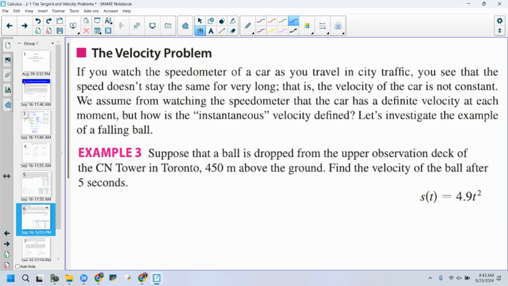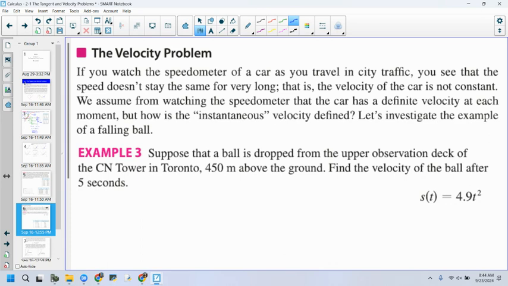Your car slows down a little bit, and then the cruise control picks it back up again and speeds it back up, right? It does it very minutely. You don't even realize it's happening. In your brain, you're like, yeah, I'm just going at a constant speed. For your purposes, yeah, you are, but the car is not actually doing that. It's slowing down a little bit, then speeding you up, then slowing you down, then speeding you up. We assume from watching the speedometer that the car has a definite velocity at each moment.